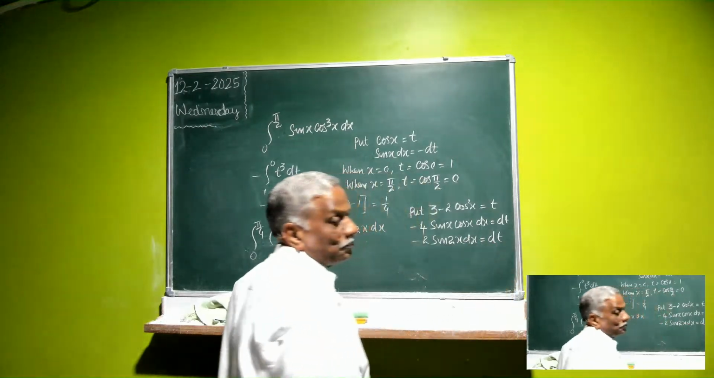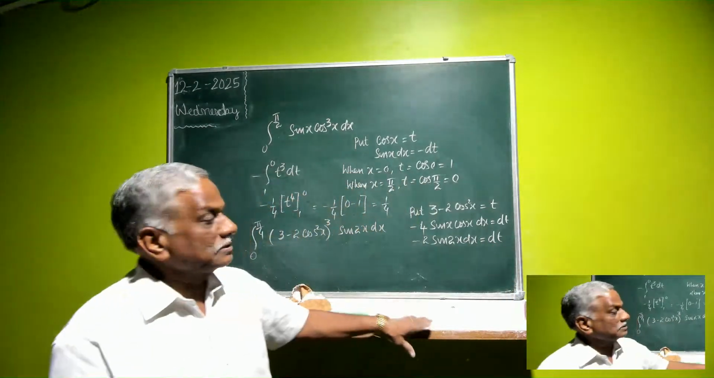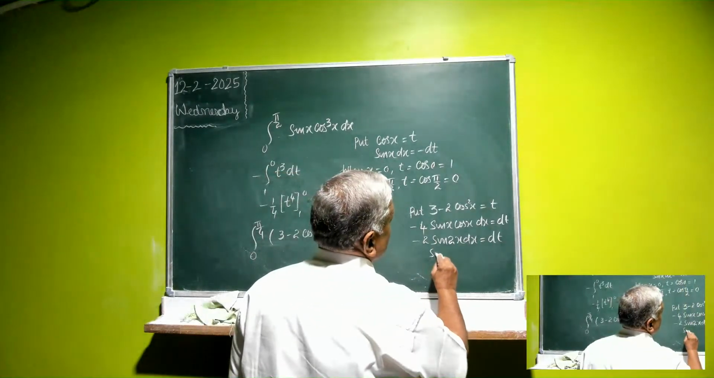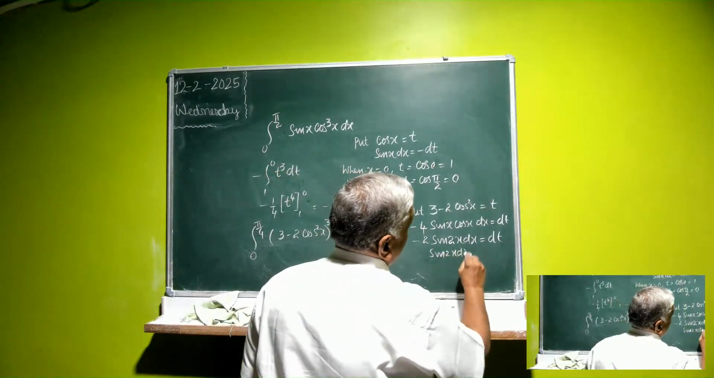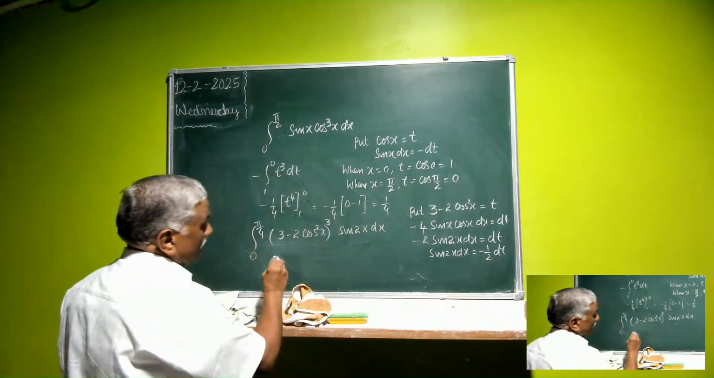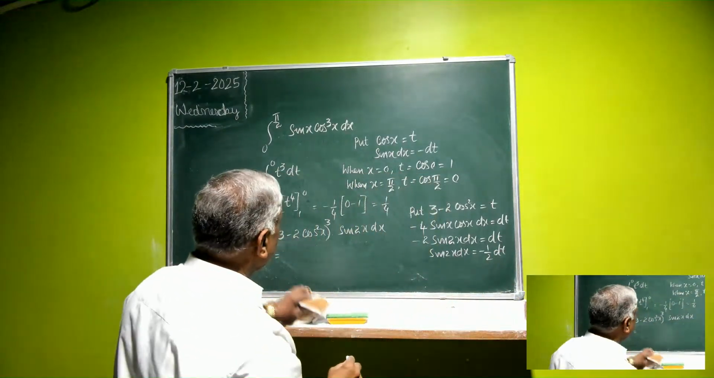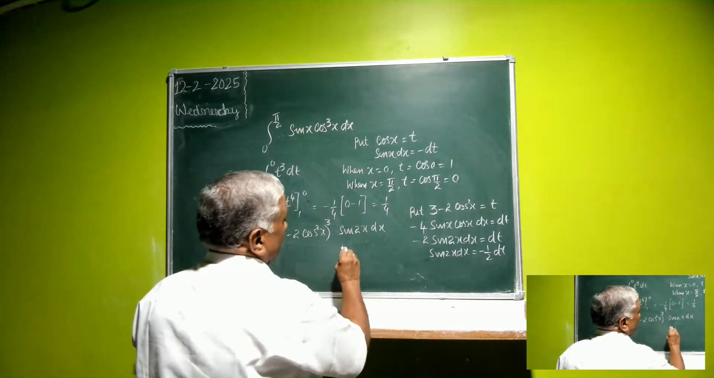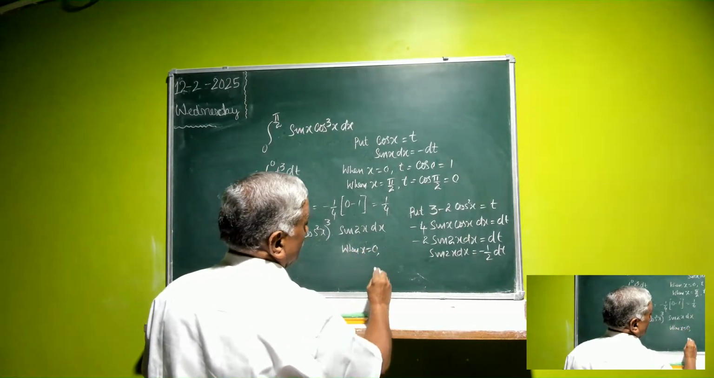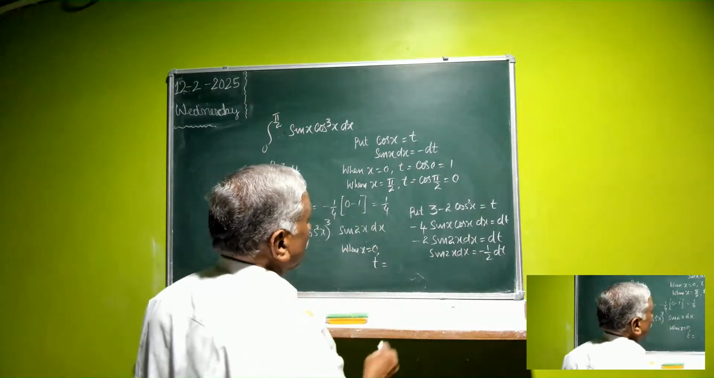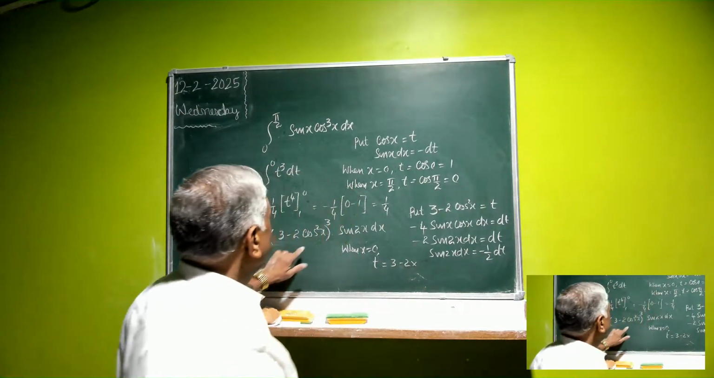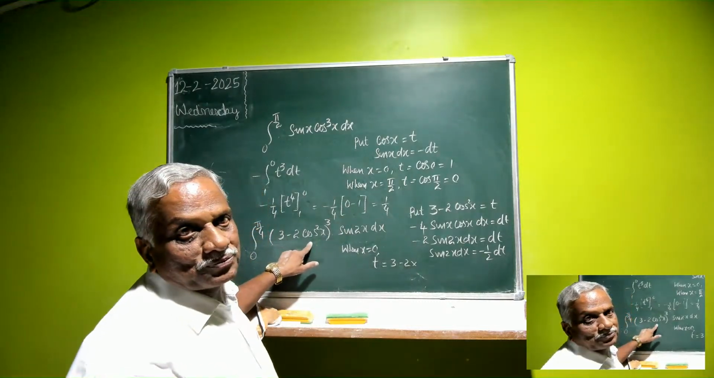Know why? Because we know sin 2x is 2 sin x cos x and sin 2x is given here. So what is sin 2x dx? It is minus half dt. The problem is, you should take the limits also. When x is equal to pi by 4, t is equal to 3 minus 2 into cos square pi by 4.